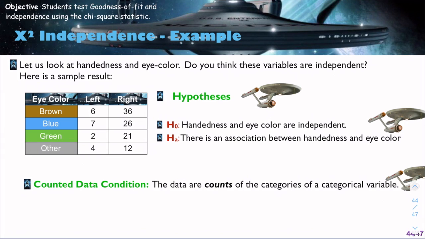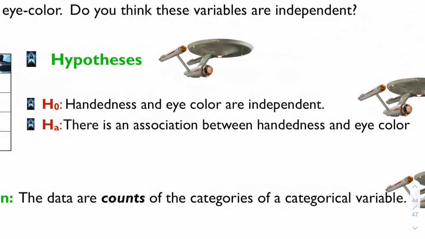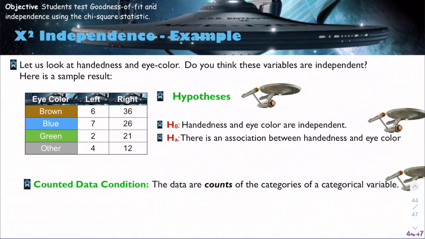As always, with a test, we have to make a hypothesis. So our null hypothesis in this situation: handedness and eye color are independent. That's our null. Our alternate hypothesis says there is an association between handedness and eye color. Just like before we go to the test, we need to check our assumptions and conditions. So the counted data expectation: we look at our chart and all of these values are counts.